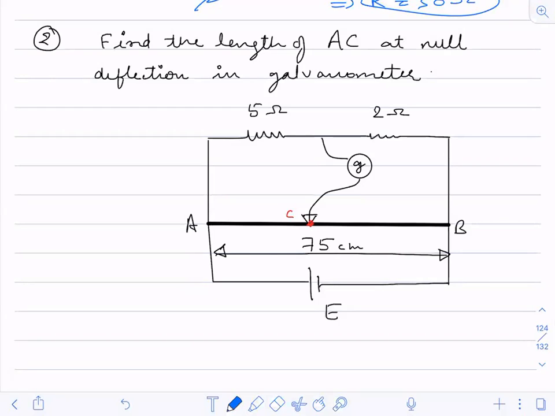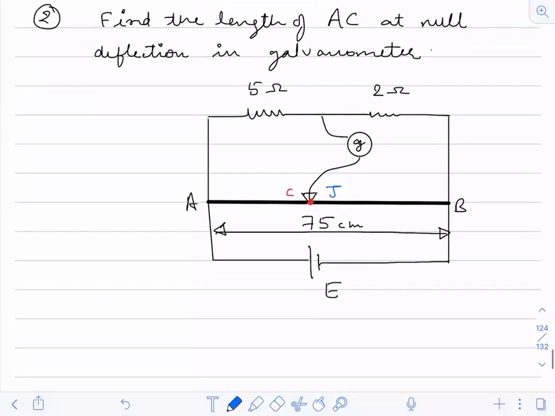Now just see the second question. The second question says, find the length of AC. You are supposed to find out the length of AC at null deflection in the galvanometer. So that means when this jockey is at C, there is a null deflection at point C.